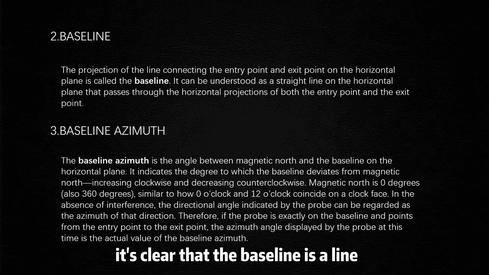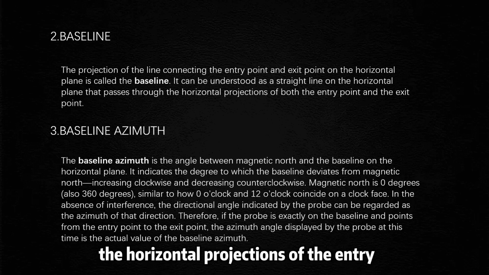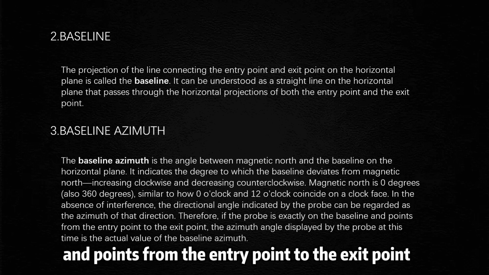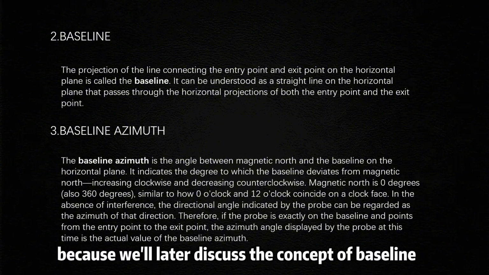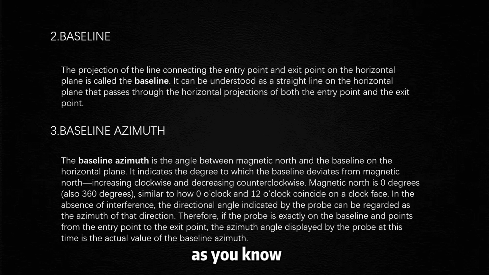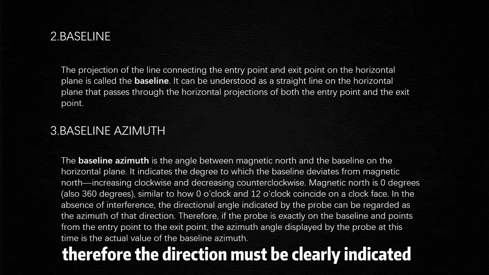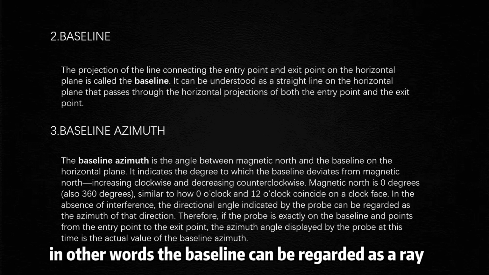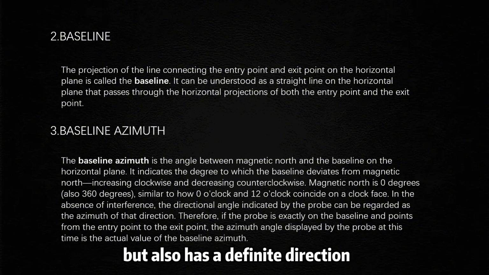From the definition, it's clear that the baseline is a line on the horizontal plane. It passes through the horizontal projections of the entry and exit points, and points from the entry point to the exit point. This direction is crucial because we'll later discuss the concept of baseline azimuth. As you know, without a specified direction, a straight line could have a 180 degrees directional ambiguity, therefore, the direction must be clearly indicated to avoid confusion. In other words, the baseline can be regarded as a ray. It not only passes through 2 points but also has a definite direction.